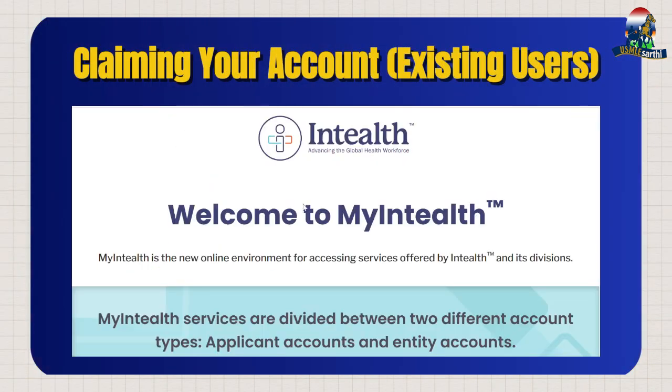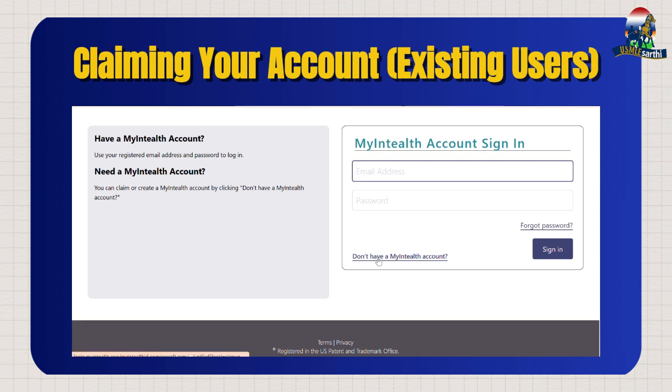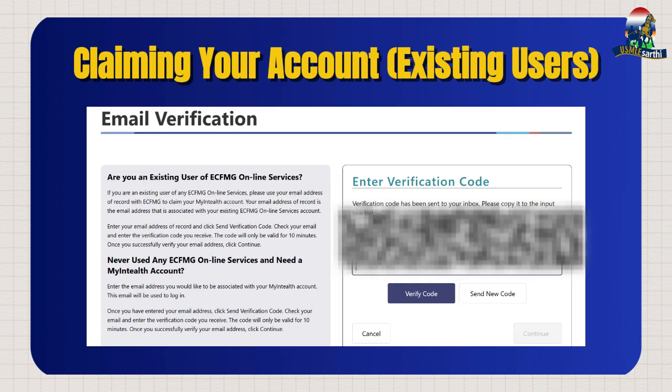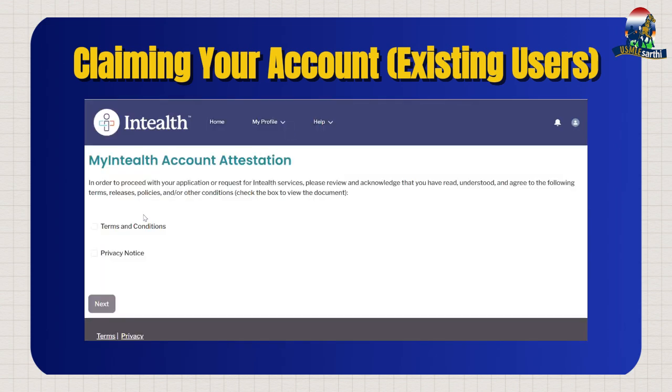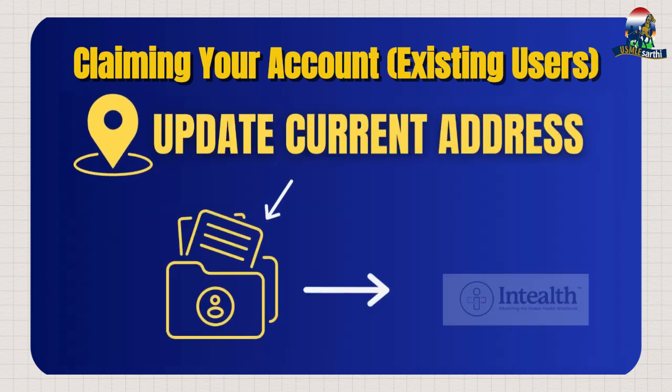For those with an existing ECFMG account, log in, go to Access MyIntealth, and select Don't Have an Account. Enter the email linked to the old account. Enter the verification code, create a new password, accept terms and conditions, and update the current address. Old records are now linked to the new MyIntealth account.